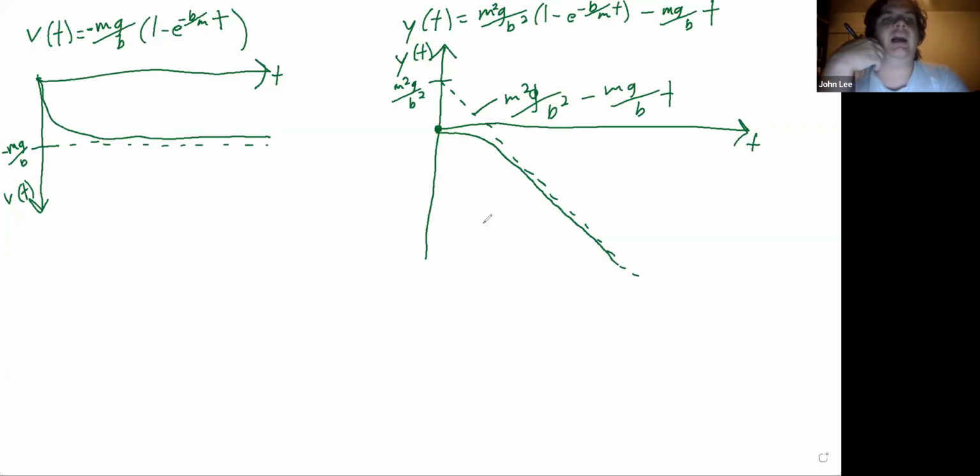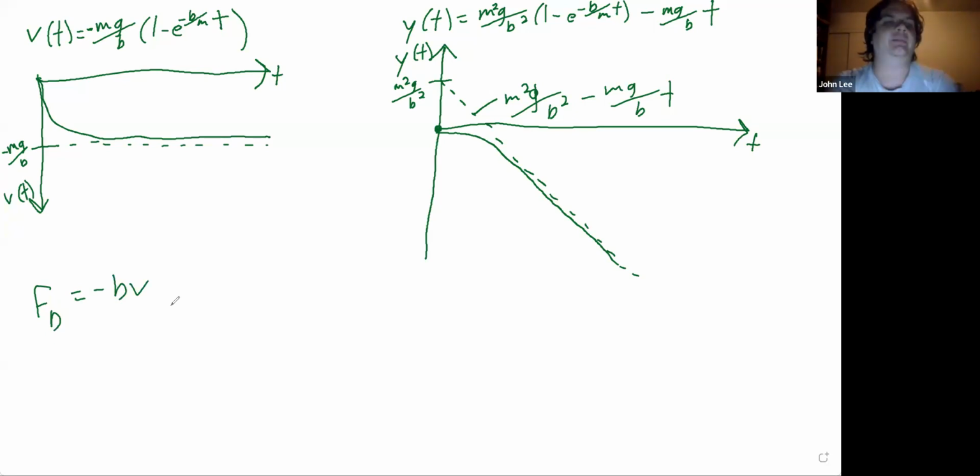Okay, so I made a bit of a mistake when I was talking about the limiting behavior of these functions for v of t and y of t when we're talking about the drag force being equal to negative b times v.